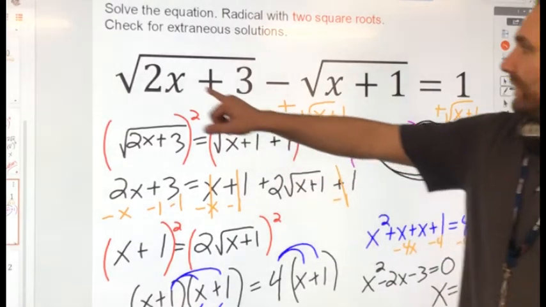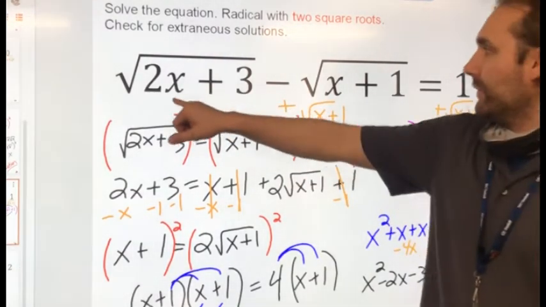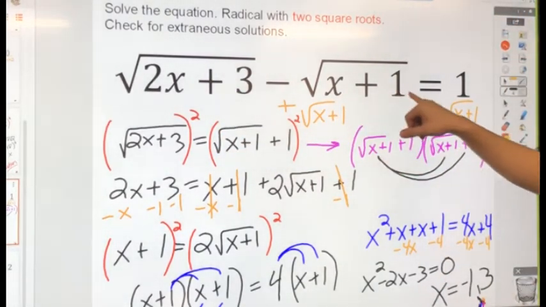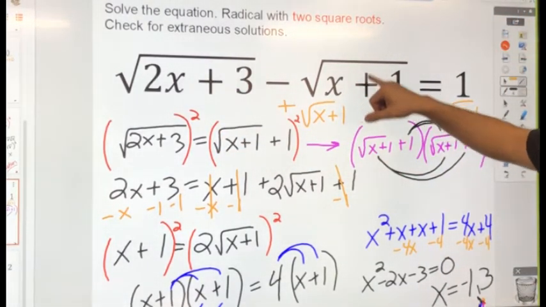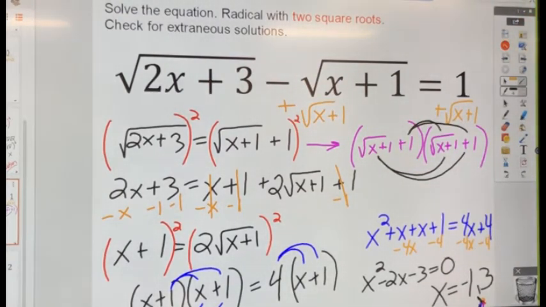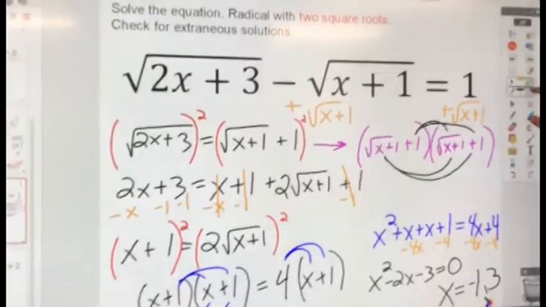Check. Stupid word. 2 times negative 1 is negative 2, plus 3 is 1. Square root of 1 is 1. Negative 1 minus 1 is 0. Square root of 0 is 0. 1 minus 0 is 1. You have to plug it in. It is. So negative 1 works.